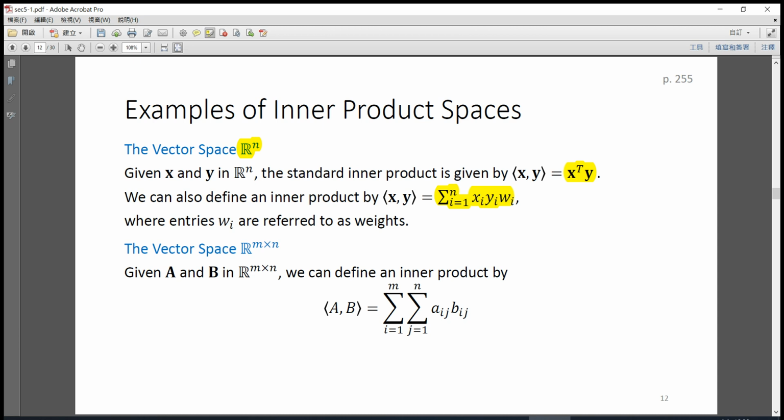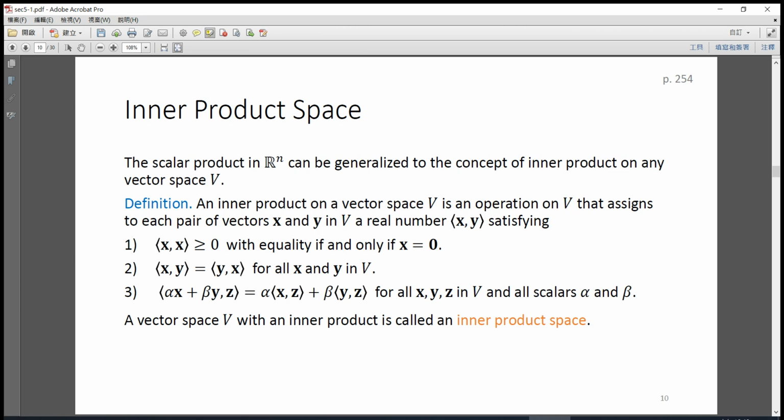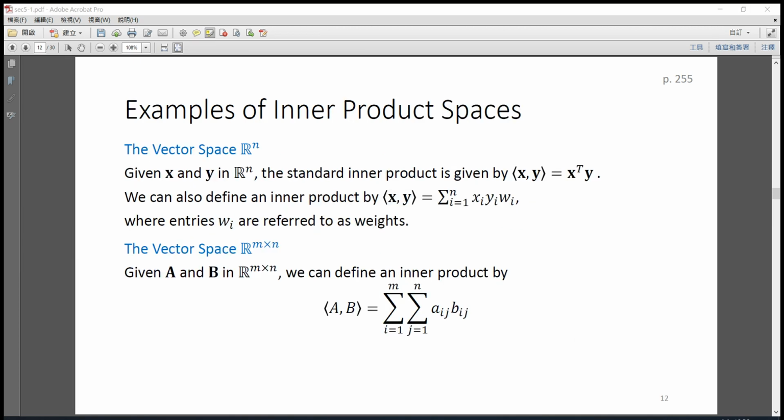You can verify by yourself that either the standard inner product or the second inner product satisfies the three properties in the definition of the inner product. Any operation can be an inner product as long as it satisfies the three properties in the definition of inner product. Next, we consider the second example, the vector space R^(m times n), the vector space of matrices of dimension m times n.